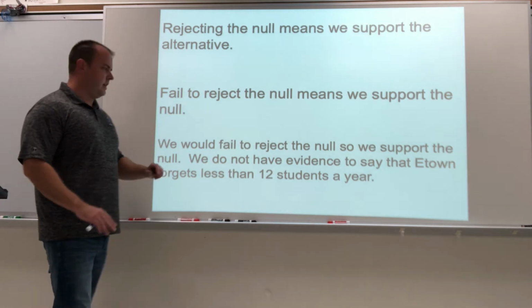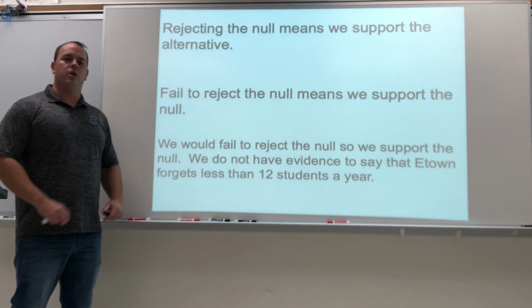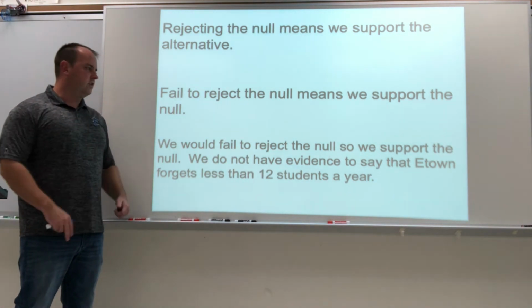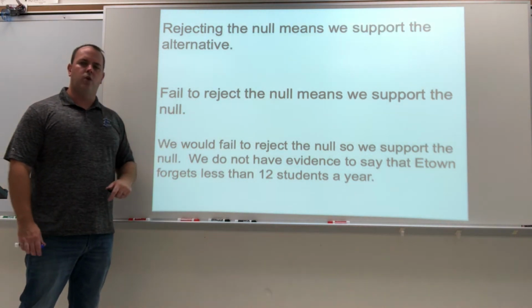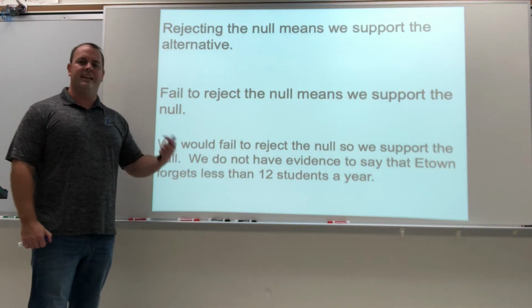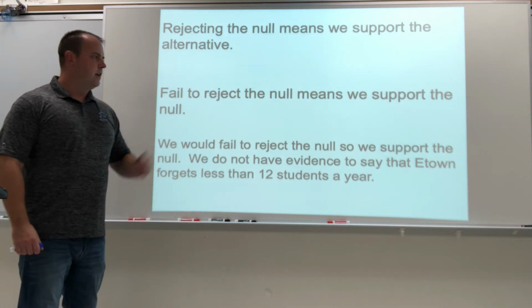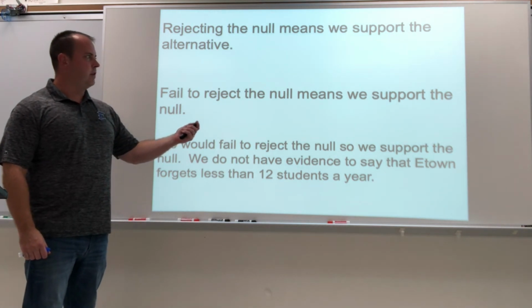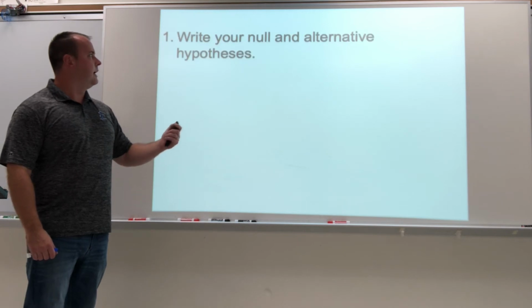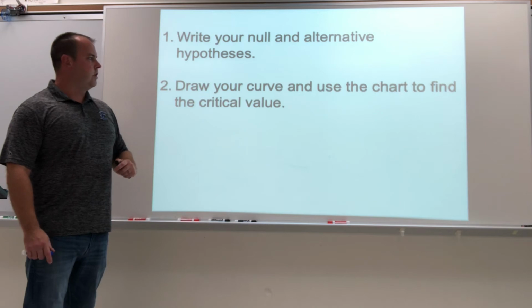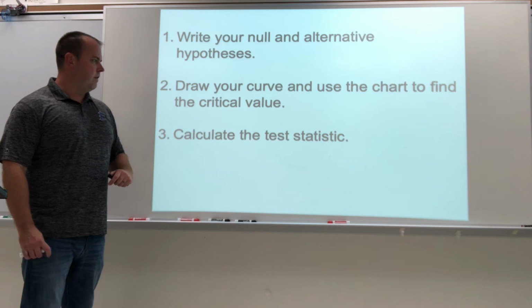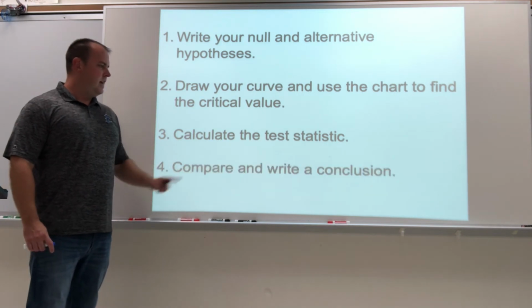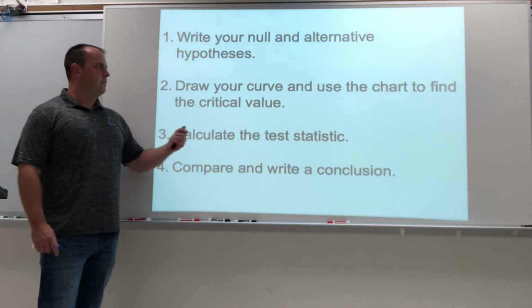Okay? So take a second, jot this down and make sure you have it in your notes. Use this as a template to think, what does it mean? If I fail to reject, that means I support the null, and think about what the null is. Think about what the null means in context. Okay, let's do one more example real quick, probably move a little faster through this next one. Okay, so again, we wrote our null and alternative hypothesis. You draw your curve, use the chart to find the critical value, calculate the test stat, might need to use one variable stat to get those pieces, and you compare and write the conclusion.